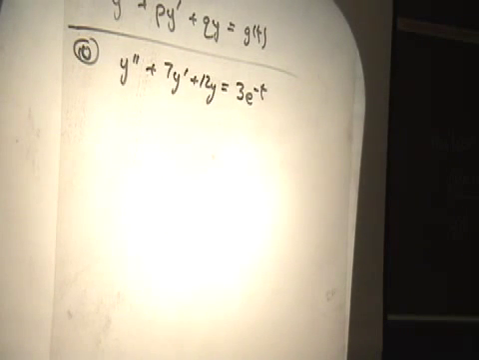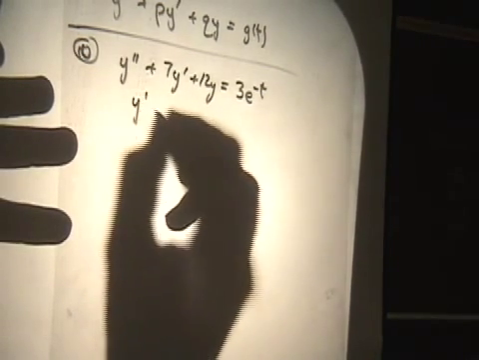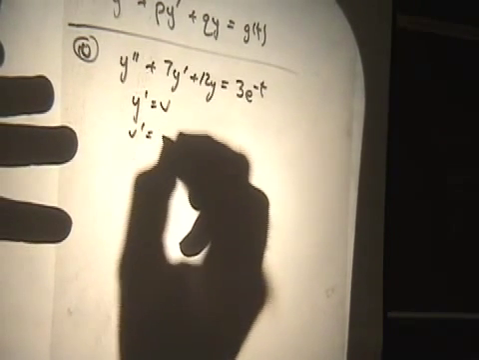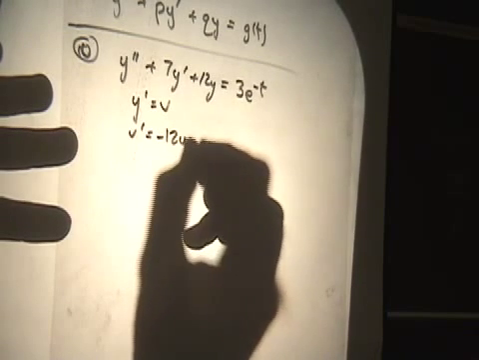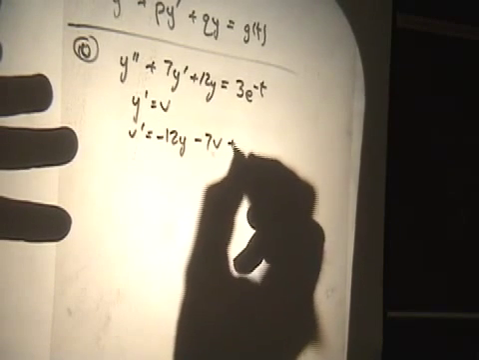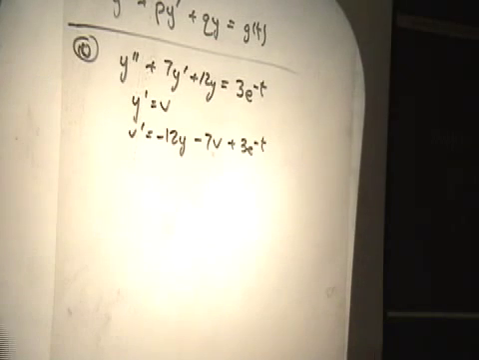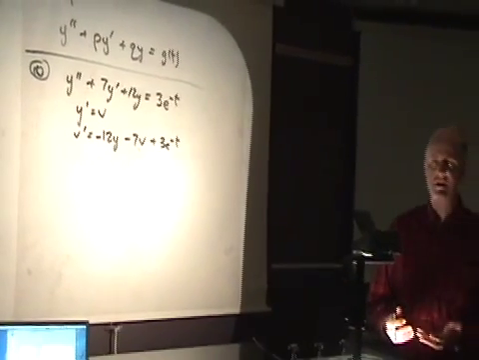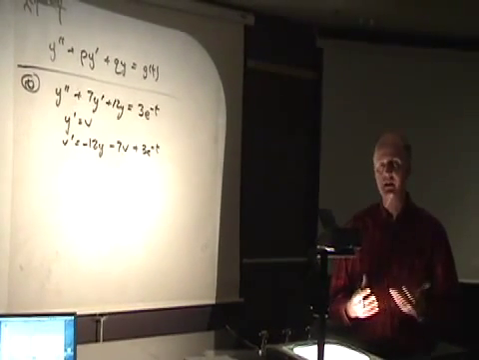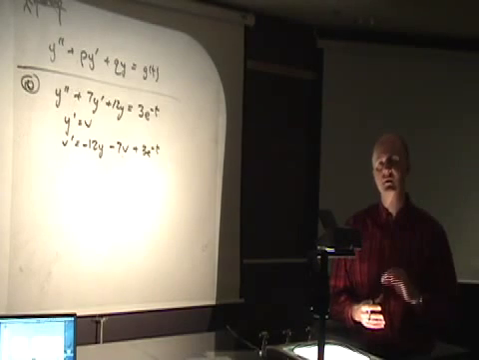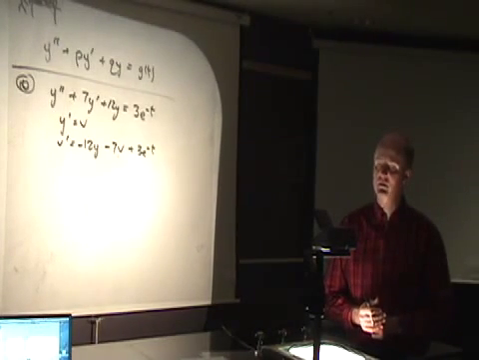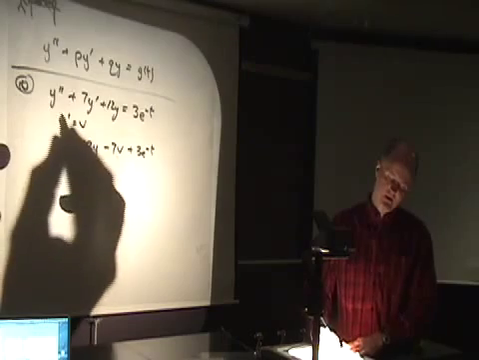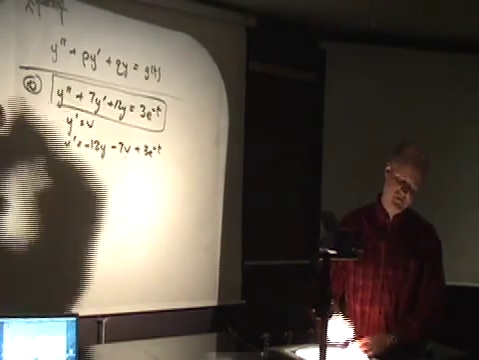If we wrote this as a system, it would look like this. y prime equals v, v prime equals negative 12y minus 7v plus 3e to the negative t. It would be a non-autonomous system. As we saw in section 3.6, with these kinds of equations, unless you're doing Euler's method or looking at the phase plane, it's actually advantageous to avoid going to a system, and to just guess solutions. And that's what we're going to do.